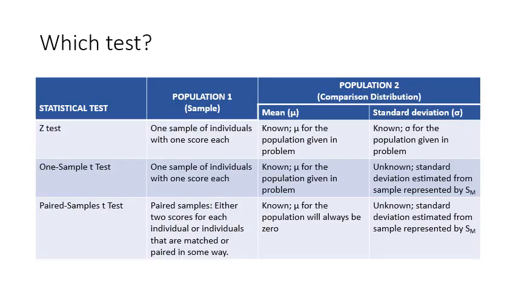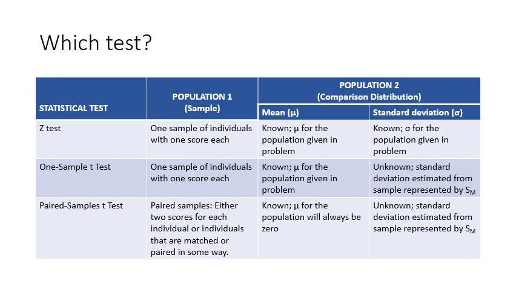So you might be wondering then what statistical test is appropriate. This is a chart that will be helpful to you. It looks at comparing the z-test, the one sample t-test, and the paired samples t-test. So population 1, or the sample, is one sample of individuals with one score each in the z-test, and it's the same in the one sample t-test: one sample of individuals with one score each. In the paired samples t-test, we're using paired samples, either two scores for each individual or individuals that are matched or paired in some way.